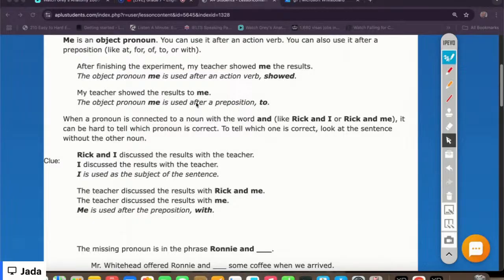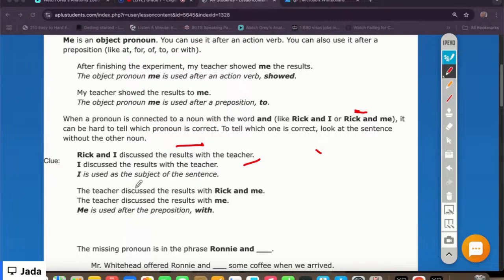So when a pronoun is connected to a noun with the word "and," like Rick and I or Rick and me, it can be hard to tell which pronoun is correct. So to tell which one is correct, you have to look at the sentence without the other noun. Like we have: Rick and I discuss the results with the teacher. So we take away Rick, which is the noun, and leave the other one, which is: I discuss the result with the teacher. You can see that the sentence still makes sense.